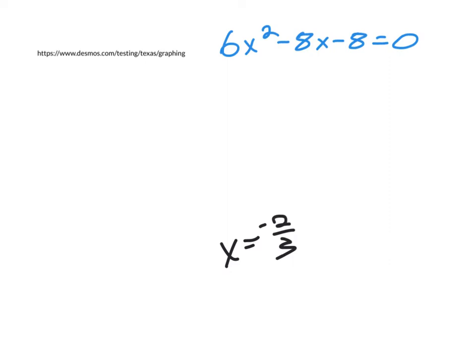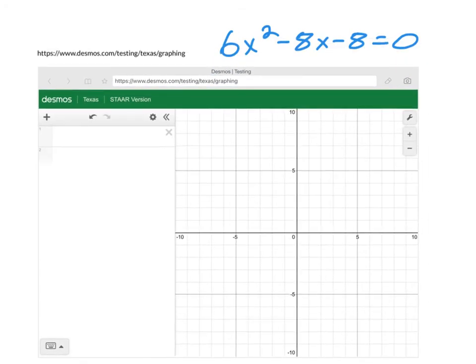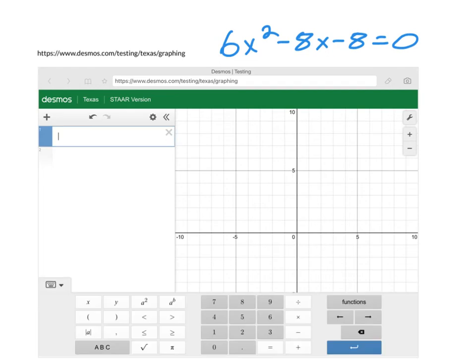Okay, so here's the equation. Again, 6x squared minus 8x minus 8 equals 0. I'm going to open up Desmos, and then I'm going to show you how to enter that into Desmos. All right. Basically, just go over here and enter it exactly as you see. Well, not exactly, but as you wrote it in standard form. Okay, so 6x squared minus 8x minus 8.